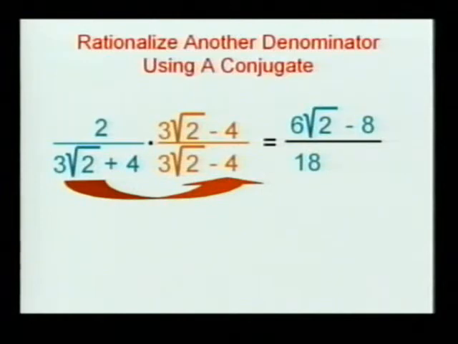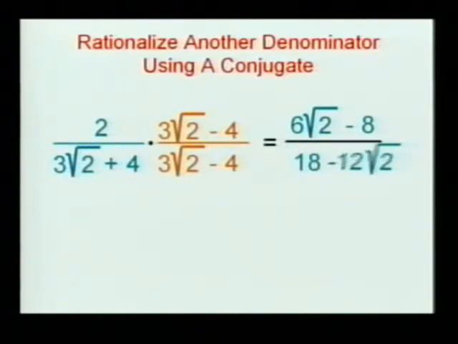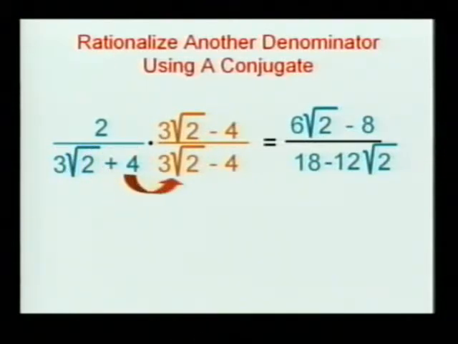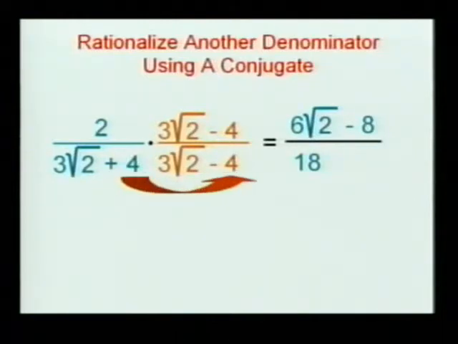I get 3 radical 2 times minus 4. Uh-oh. I'm done with that. Now the 4 times this guy is going to be... Oh, and look what happens. I'm dangerous. I'm very, very dangerous. This conjugate stuff works, doesn't it? Don't forget to finish.